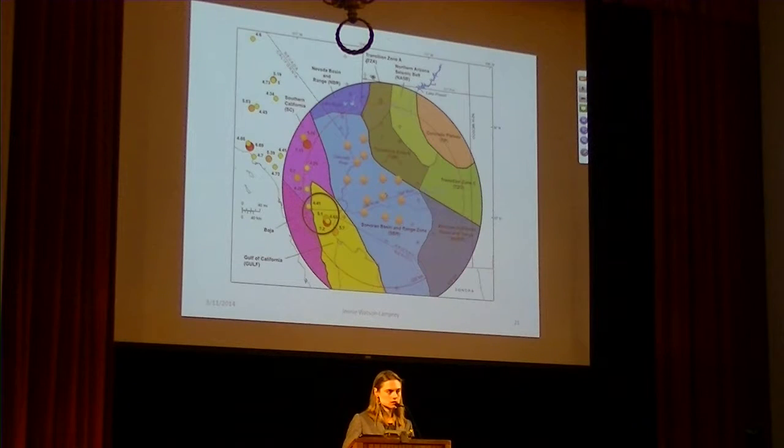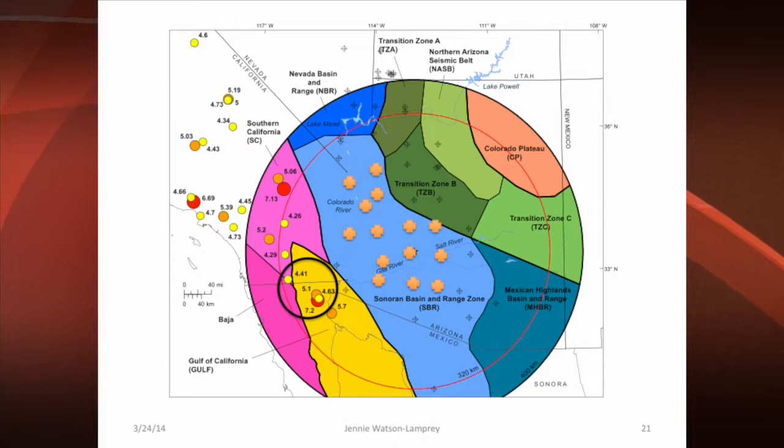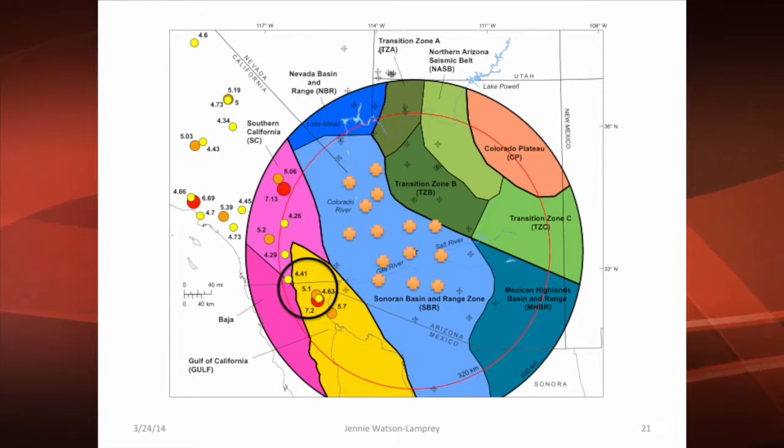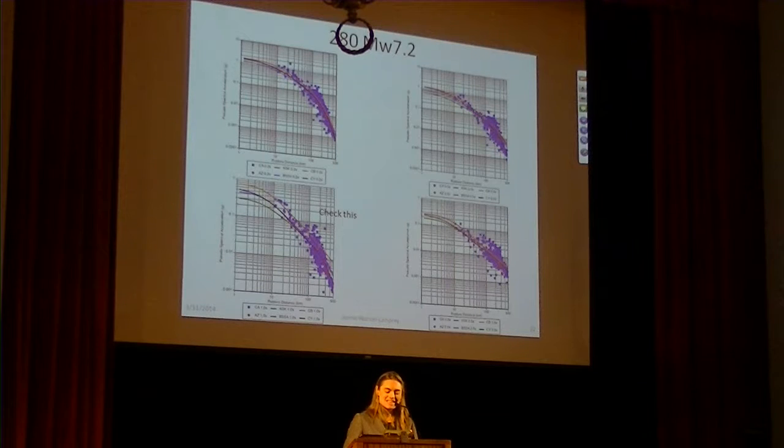Okay, and now we're going to look at some earthquakes in this southern region. This is the region that's crossing the Salton Trough, and we think it has a lower attenuation. Higher. Higher. Right. Okay. So this is the big magnitude 7.2. So there's a little more difference between the GMPEs.